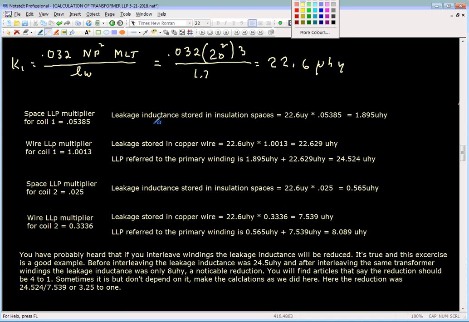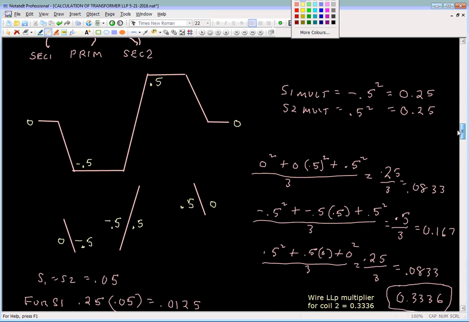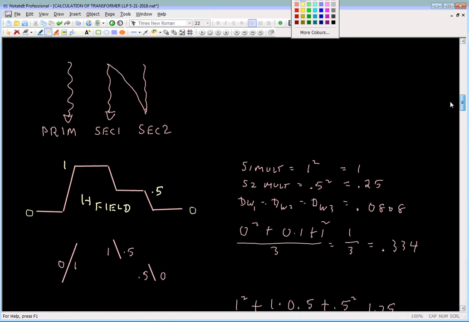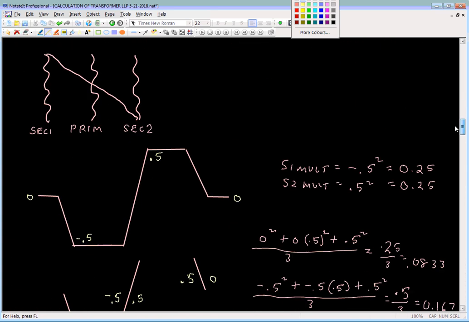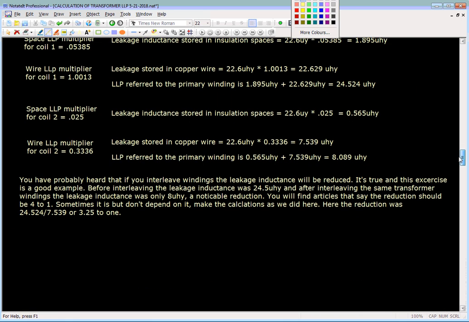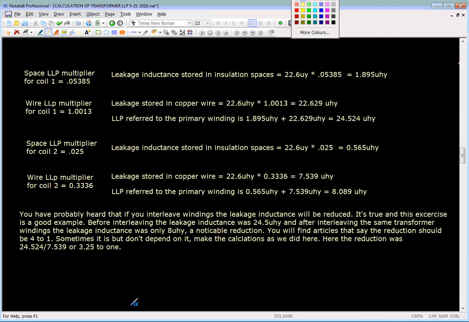so we calculate the leakage inductance stored in the insulation spaces. It's this number right here. This is for coil 1. Coil 1 is this winding configuration here. Coil 2 is this winding configuration. Interleaving. Supposed to be better. You'll see it is. But here's coil 1. Do all the multiplications and we get 24.524 microhenry stored in the copper wire. That's okay, produced by the copper wire, if you want to think of it that way.